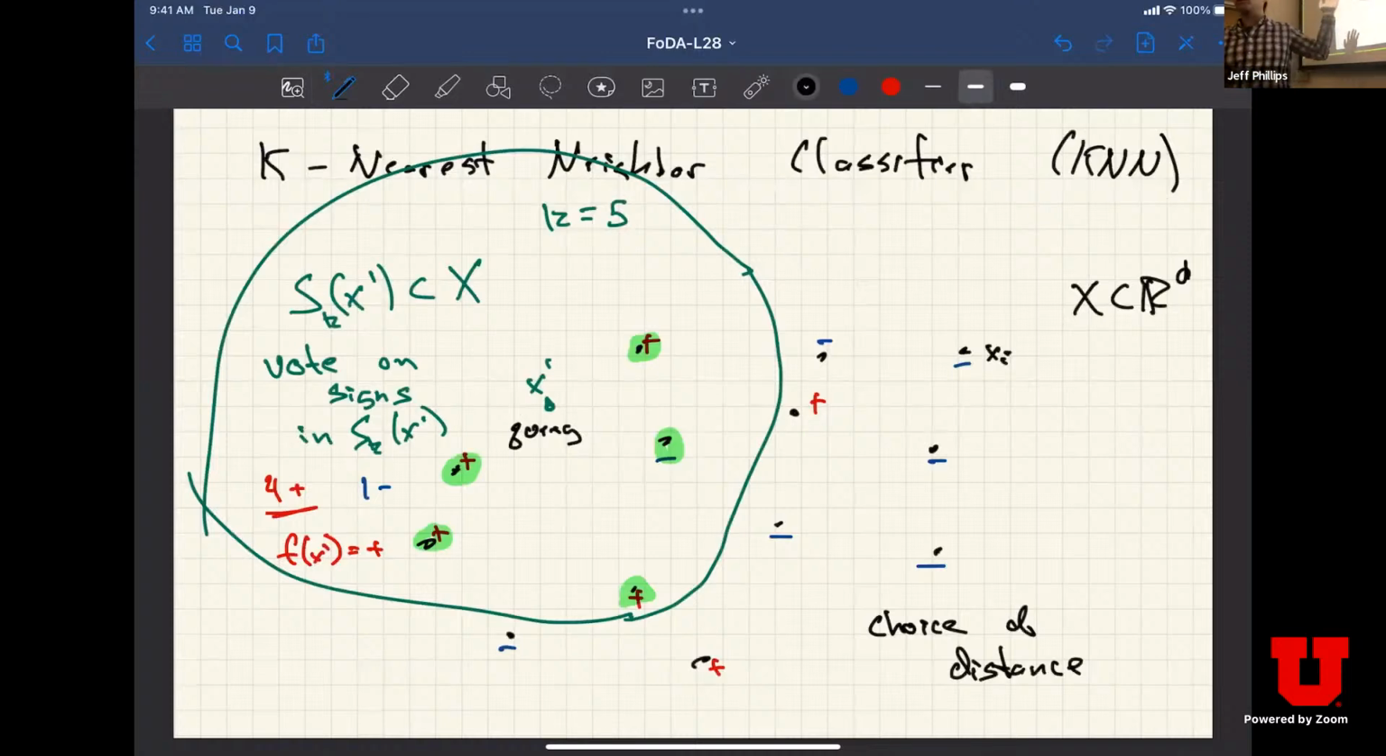So, okay, great. This is all I'm going to say about k-nearest neighbor classifiers. It's a very general approach, and sometimes it works extremely well, but this doesn't have to do with gradient descent or convexity or anything like that.